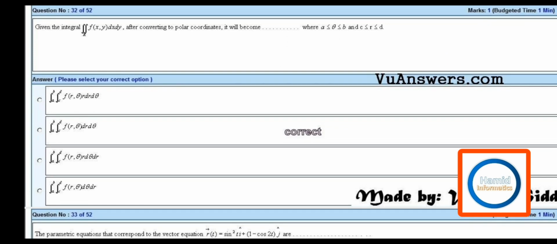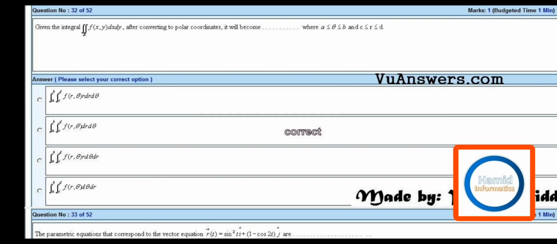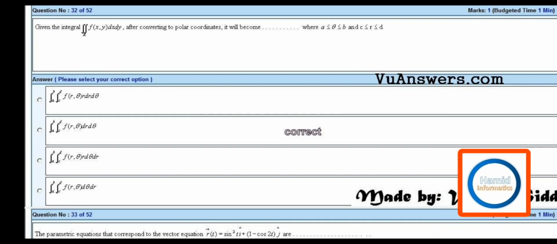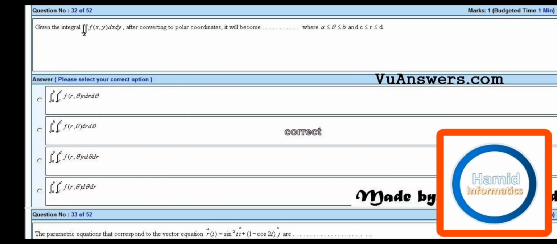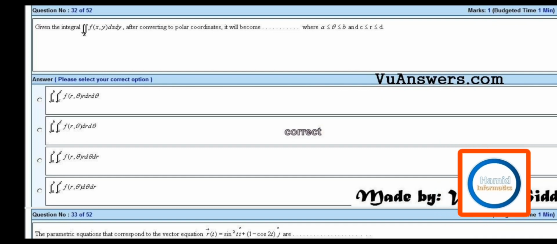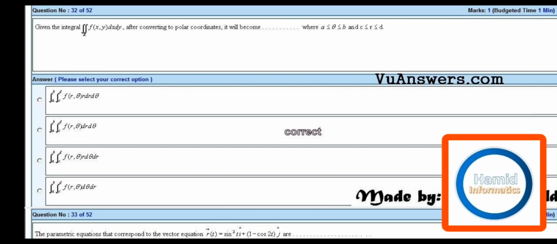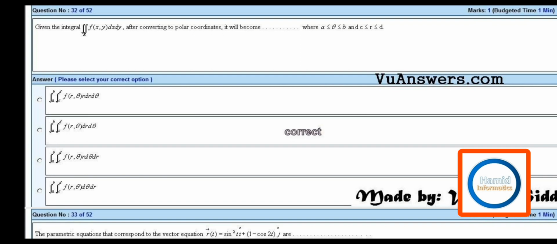Given the double integral of f(x, y) dx dy, after converting to polar coordinates it will become dash, where a is less than or equal to theta less than or equal to b and c is less than or equal to r less than or equal to d. And the answer is the integral from a to b, integral from c to d of f(r, theta) dr d theta.